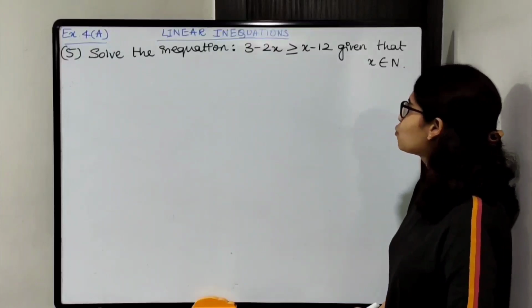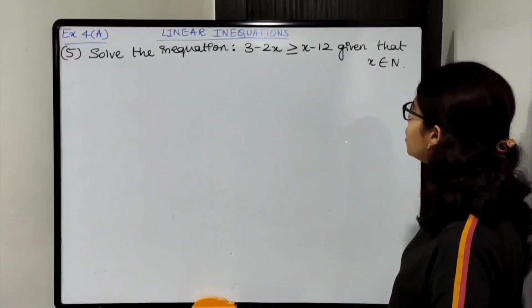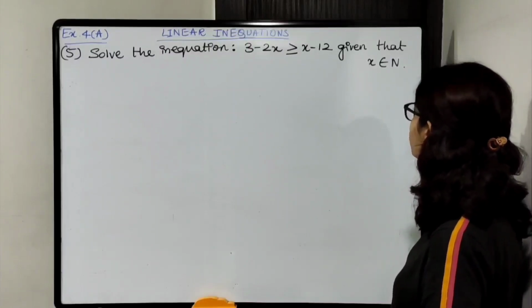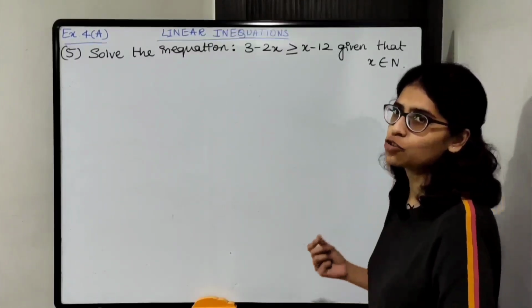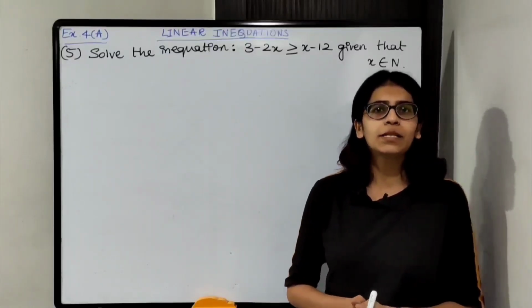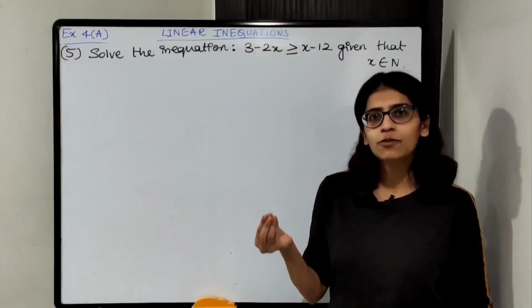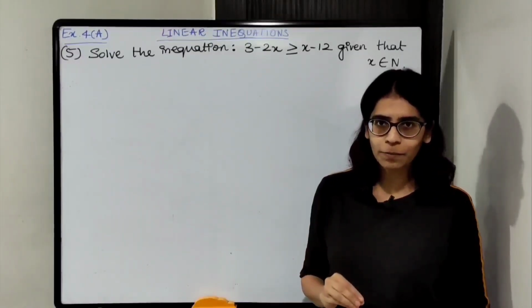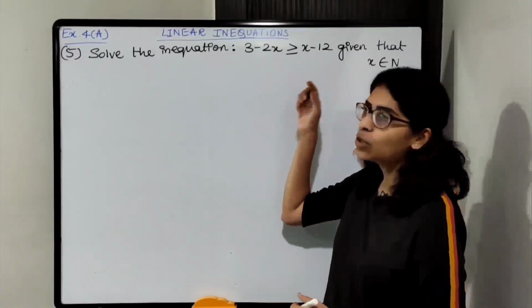Solve the inequation 3 minus 2x is greater than or equal to x minus 12, given that x belongs to N, that is, the set of natural numbers. So N is the replacement set over here, and we have to choose the solution set values from N. Okay, so let us solve this inequation first.